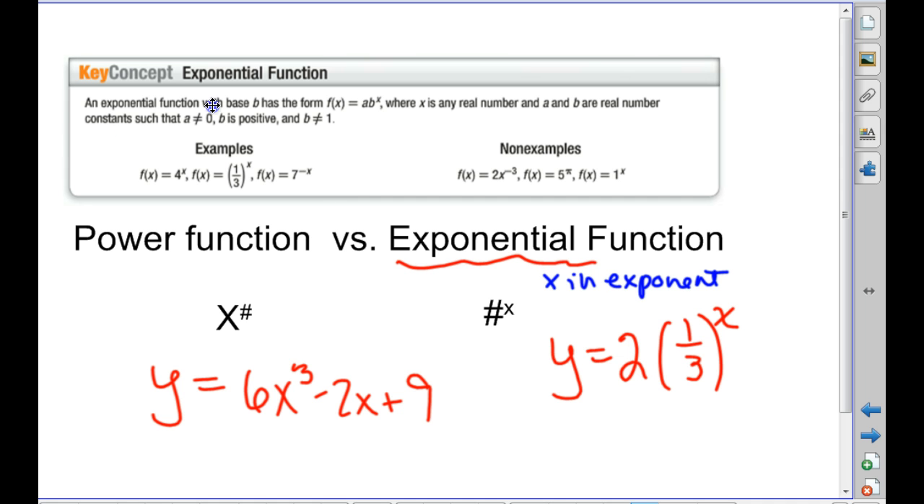All right, an exponential function has a base b, and the general form is a times b to the x, where x can be any real number, so that's telling us the domain is going to be all real numbers. And it says a and b have to be real numbers. A can't be 0, because then we just have y equals 0. And b has to be positive, and when they write it as a negative, we're going to rewrite it. And b cannot equal 1.